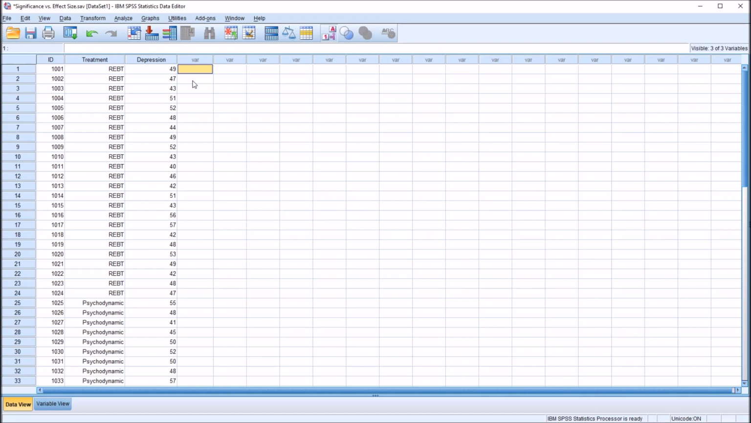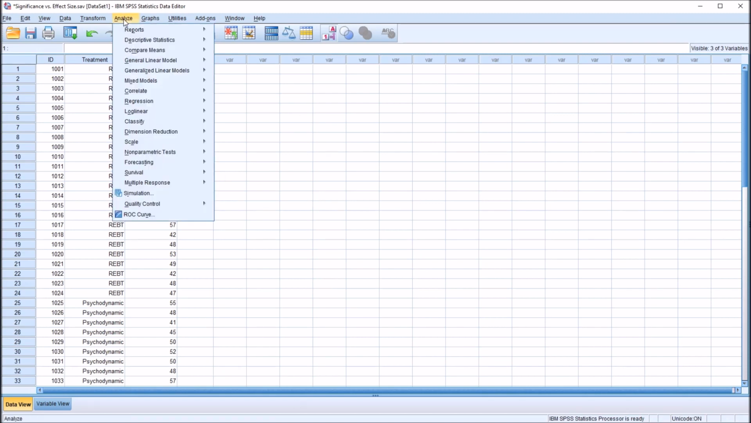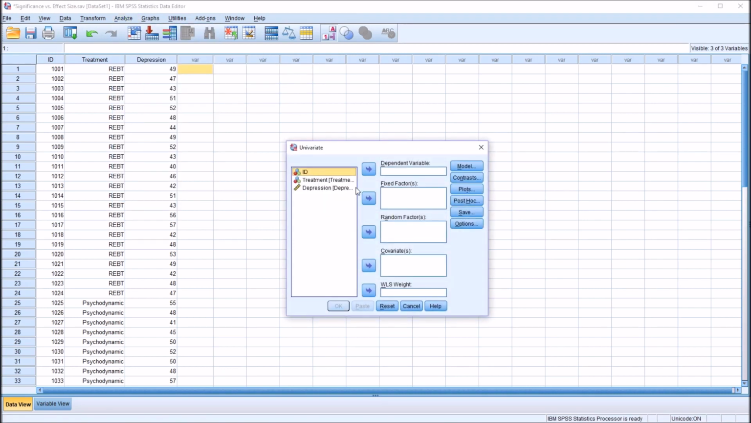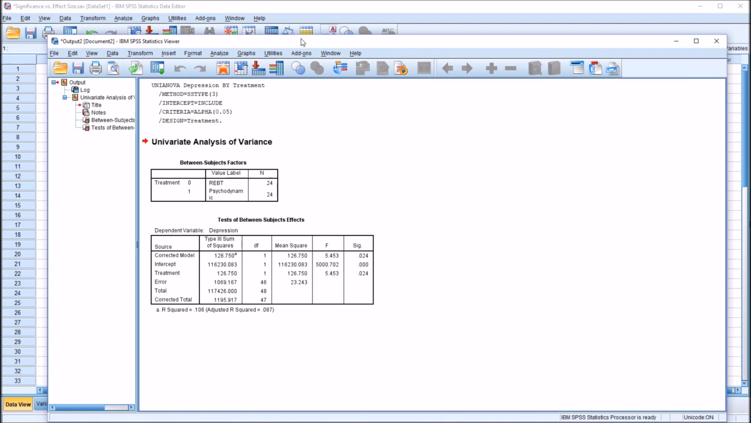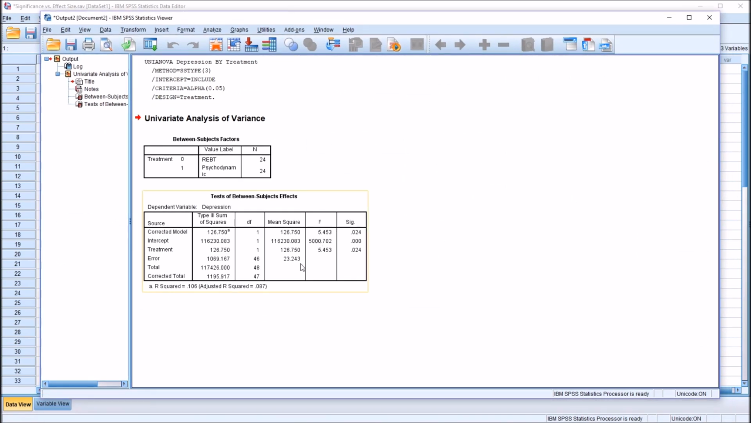Now, of course, with just two groups, I could use a t-test, but for this example, I want to compare significance and effect size. So I'm going to perform an ANOVA here. So this will be analyze, general linear model, univariate, and for the dependent variable I'm going to use depression, and for the fixed factor, I'm going to use treatment. Again, treatment has just two levels, REBT and psychodynamic. So I'll click OK here, and I've added no options to this output, so this is default.